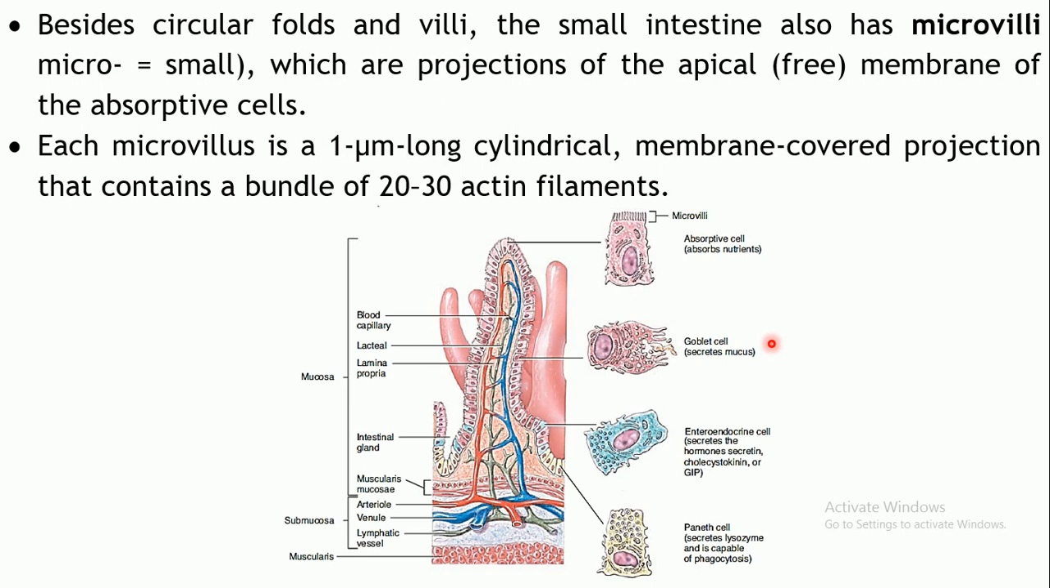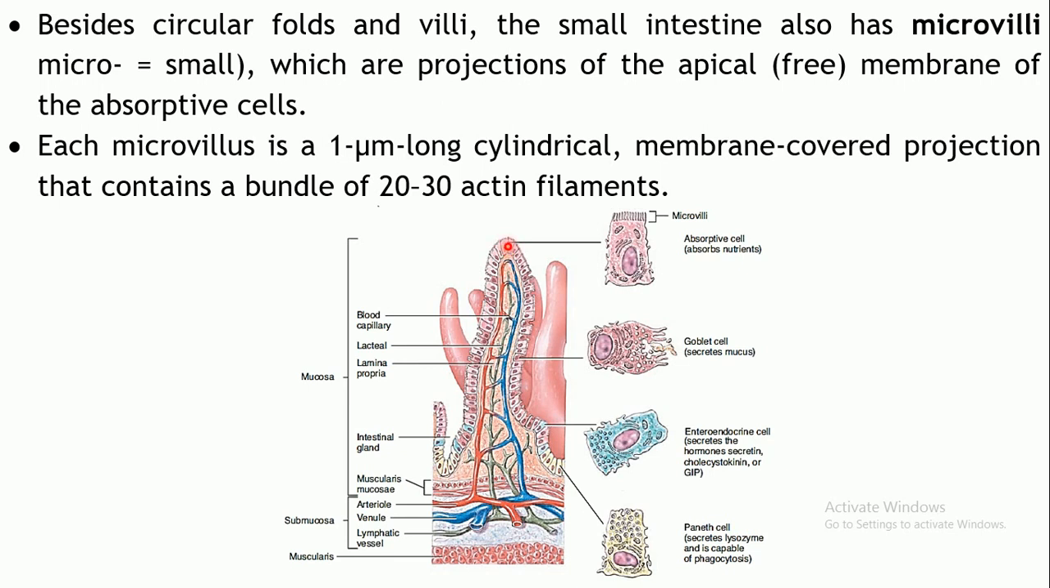Now apart from the villi, we have seen circular folds, and we have seen the second structural feature, villi. Apart from these two, there is one more structural feature which will increase the surface area of the small intestine, and that is known as microvilli. Micro means small. These microvilli are small projections which are present on the apical membrane of the absorptive cells. Now, what is an apical membrane? As you can see, this is an absorptive cell, right?